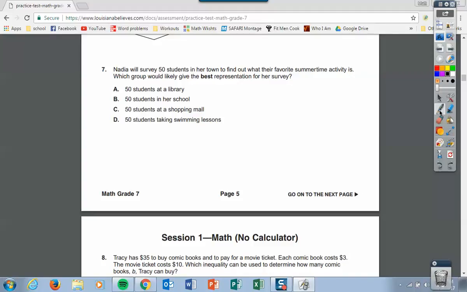So if we're talking about her town, I would imagine that not everyone's going to be at a library. Well, a school is a pretty good representation because it's a pretty good mix of things. I know definitely people that don't like malls. This is all a reasoning question. Not everyone is taking swimming lessons. Not everyone is at the library. Not everyone goes to the mall. But every one of our students needs to go to school. Therefore, B is my correct answer on this one.